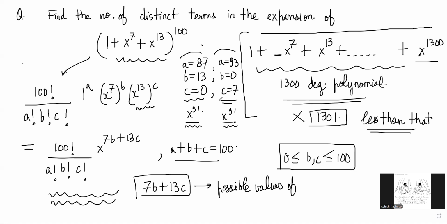So we have to figure out a way to understand when this kind of thing happens, right? Similarly, if B is 14, again you can get a repetition. So what I will show you first is that whenever a certain situation happens, there is a repetition of terms and those terms will be combined. We need to exclude those repetition terms, right? So I need output values of 7b + 13c, and my conditions are 0 ≤ b, c ≤ 100.